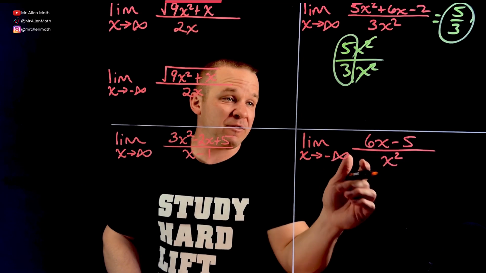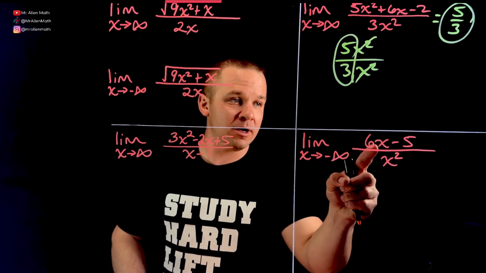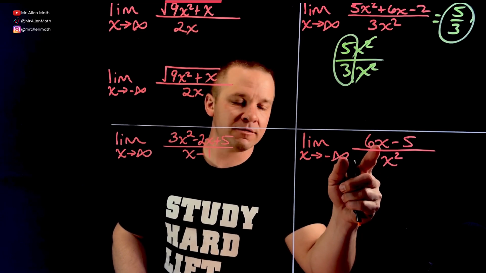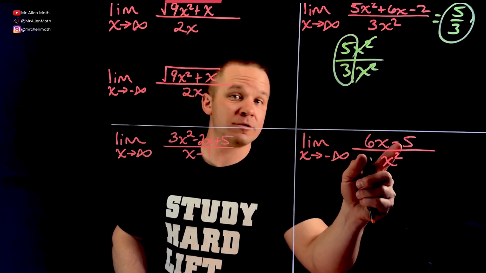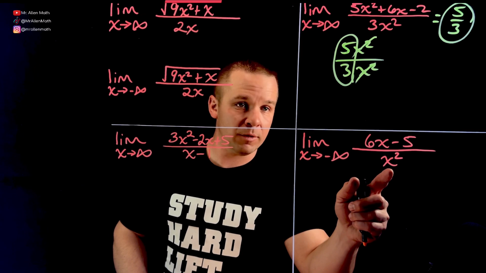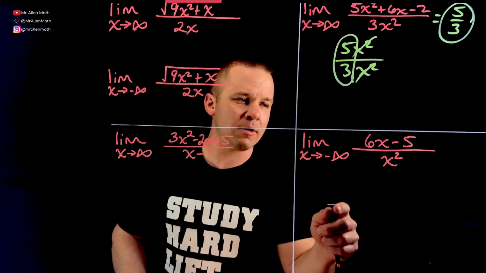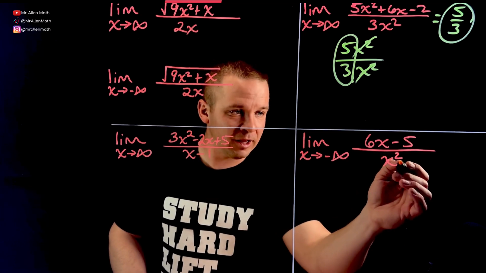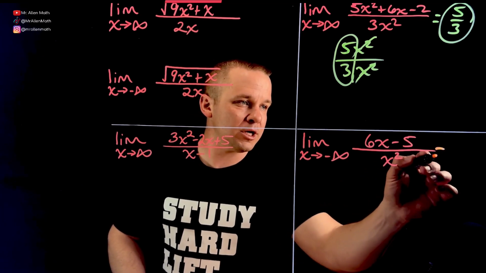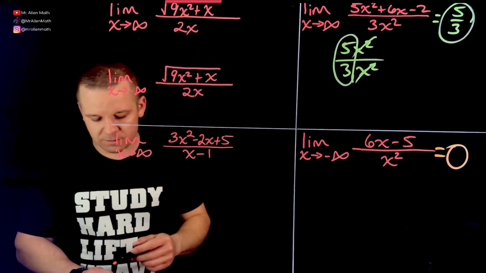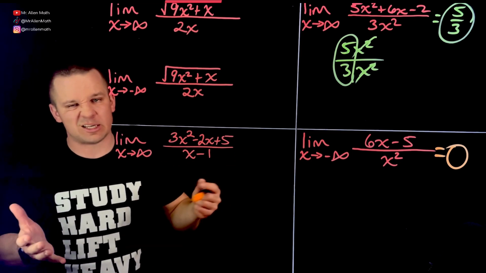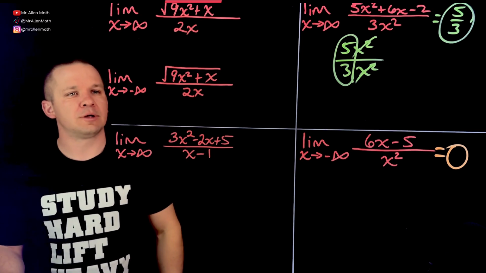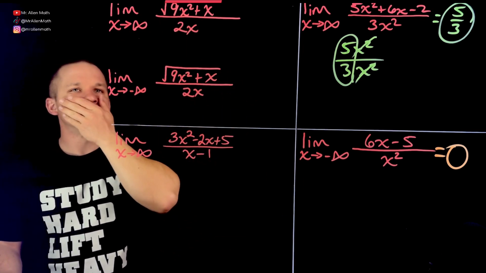If I plugged in a million, I'd have 6 million minus 5 over a million squared. Or if it was negative, negative 6 million minus 5 over negative million squared, the denominator is going to get way bigger. And then a billion, and so on and so forth. So I'll have a small number divided by an infinitely larger number, thus we will be approaching 0, which is my horizontal asymptote. Horizontal asymptote of y equals 0. All right? Cool. Awesome.